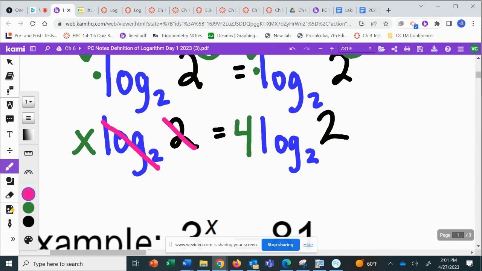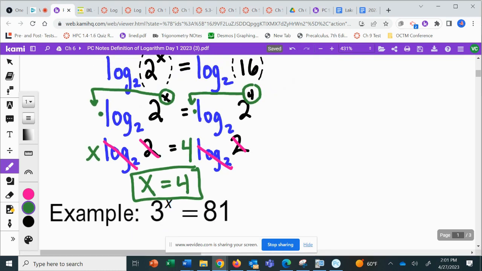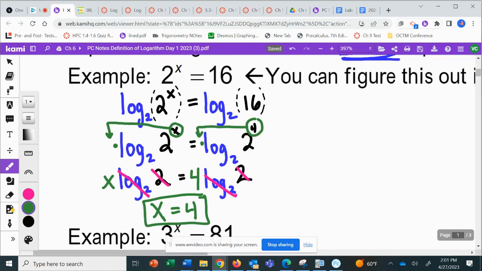On the other side, I have the same thing. Log base 2 of 2. So what's the only thing left? x equals 4. Now, we already knew that answer. I would not need logarithms to solve that problem if I already knew that it was x equals 4. I am using logarithms so you understand how to solve harder ones. All right, we're going to do another one just like this, different numbers, so you can see it a second time.